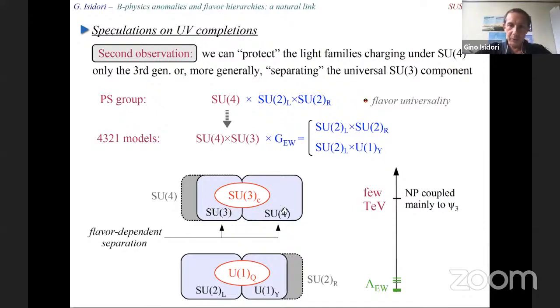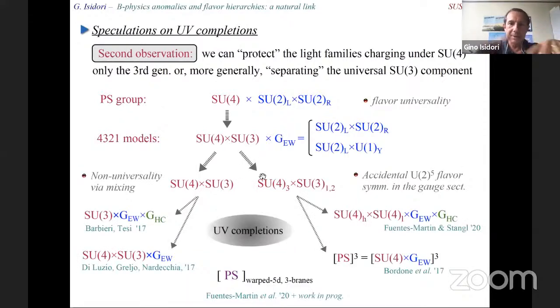We have SU(3) and SU(4), but these two groups are flavor non-universal. So this one sees the third generation, this one not. But the diagonal, of course, will see the generations exactly in the same way, and this is color. This way, this SU(4) that contains the leptoquark will couple mainly to the third generation. So it's a very nice construction. This is just a sketch, okay? Then you can implement this in several different ways.